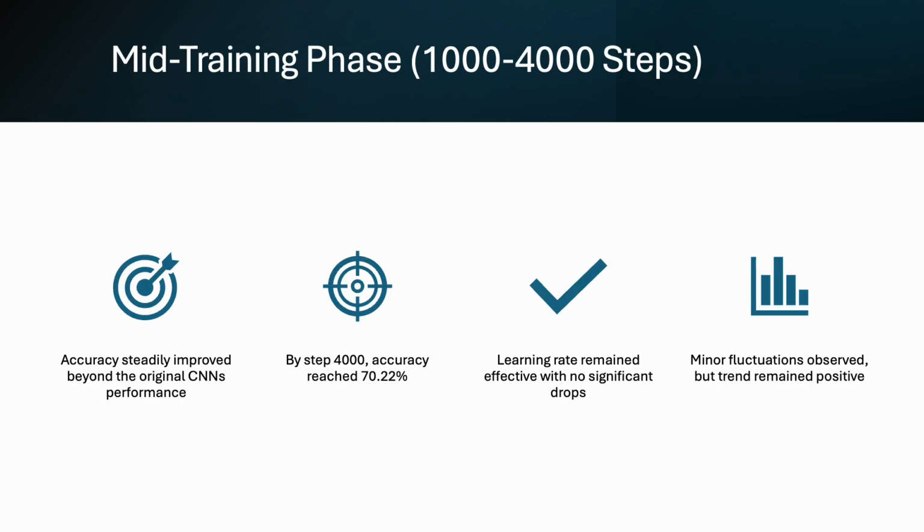Mid-training phase, steps 1000 to 4000. During the mid-training period, the accuracy continued to increase and had already surpassed the highest level of accuracy from the original CNN. At step 4000, the CNN accuracy was at 70.22%. This showed that the learning rate is effective. There were no significant drops. However, there were some fluctuations, but that did not affect the positive trend.